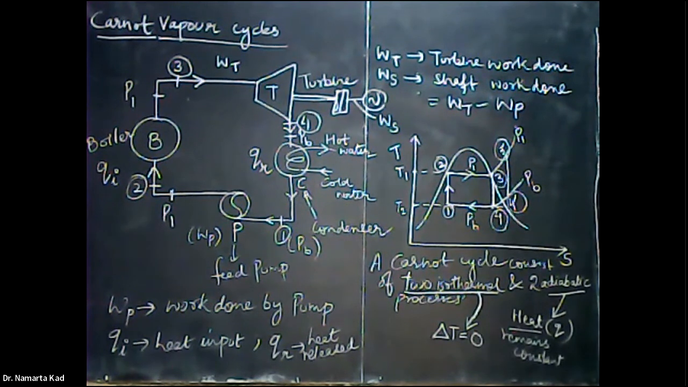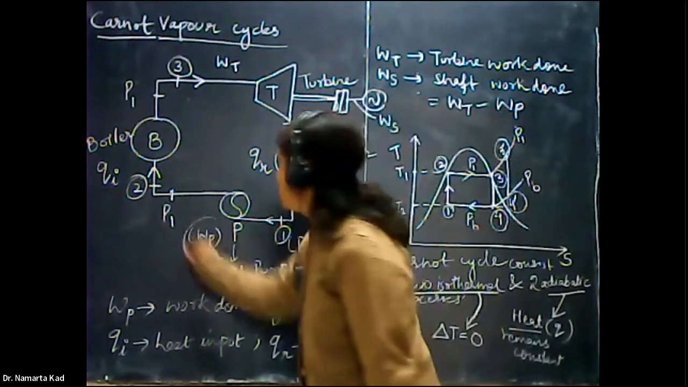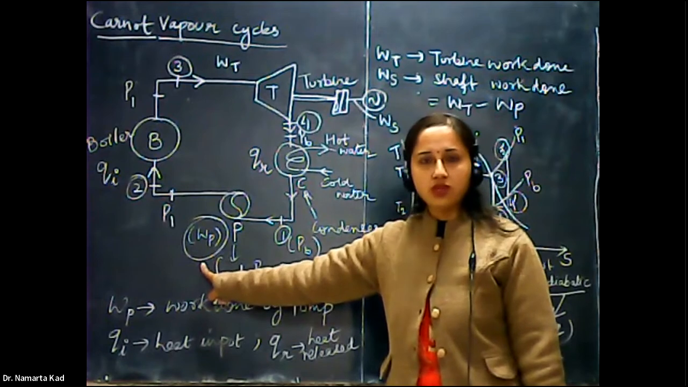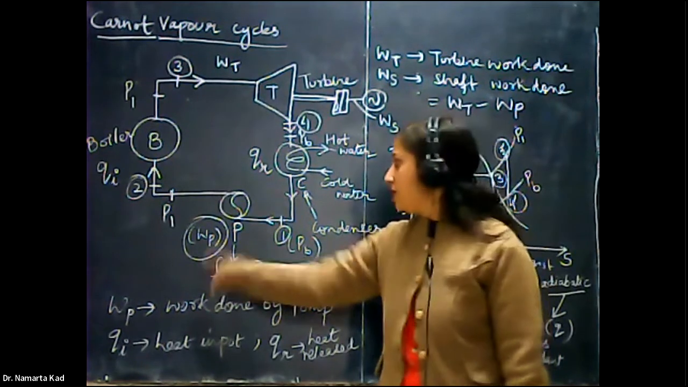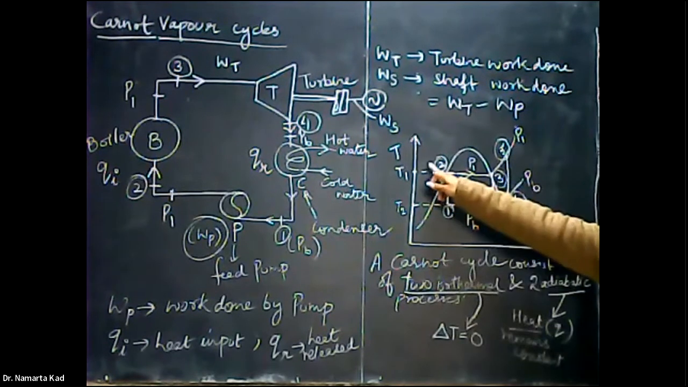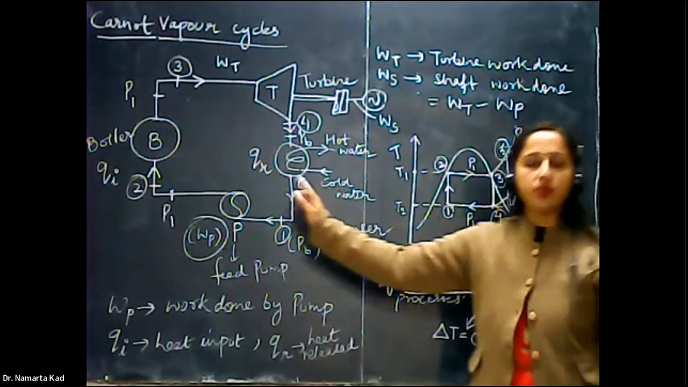The work supplied is WP, the work done at the feed pump stage, and the temperature of the steam increases from T2 to T1. So the work supplied is WP and the temperature also increases from T2 to T1. This is the first stage in this Carnot vapor cycle.